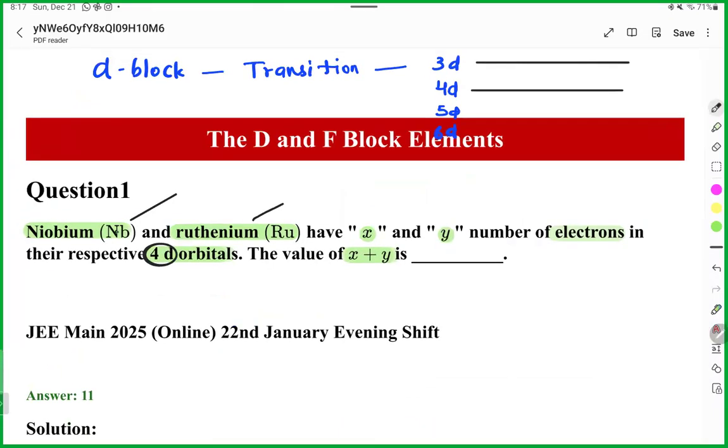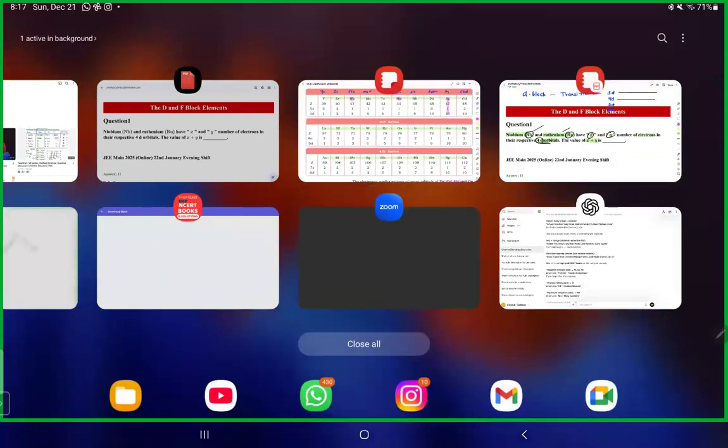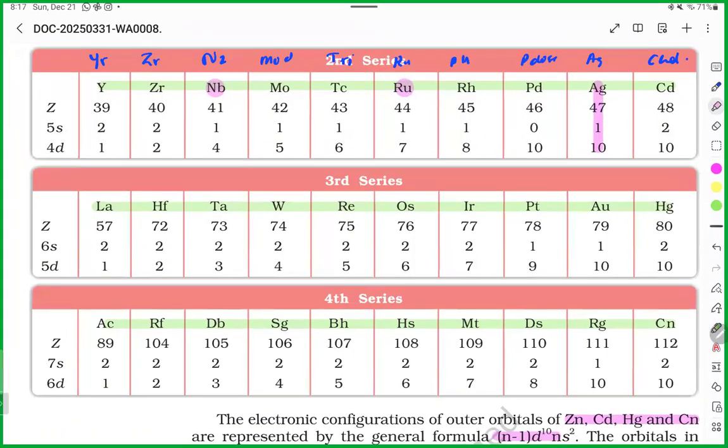niobium and ruthenium have x and y number of electrons in the 4d orbital. So you should know the number of electrons in the 4d orbital. How to know? Niobium and ruthenium. See, niobium has atomic number 41, correct? So this, and ruthenium has 4d7 5s1.